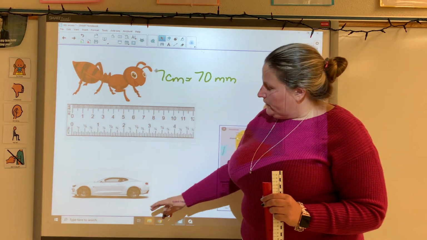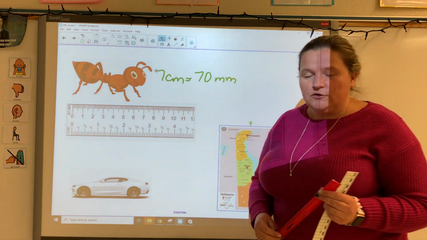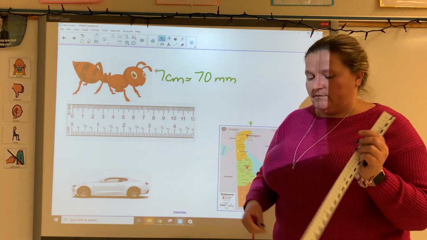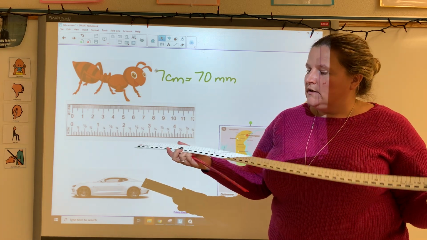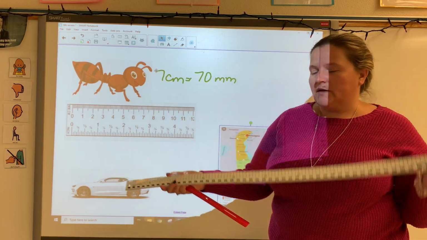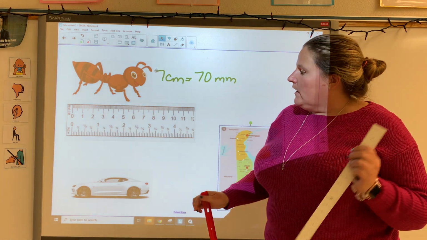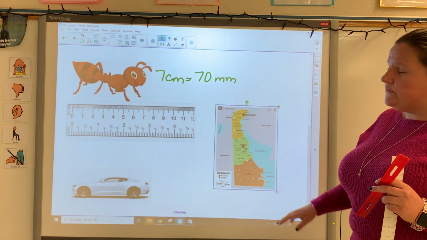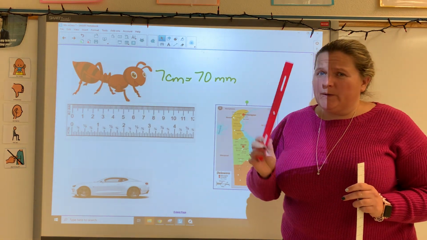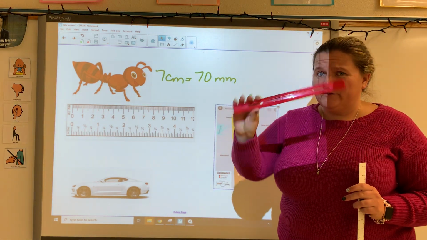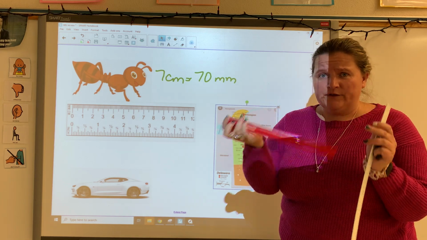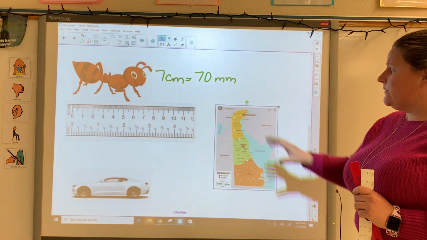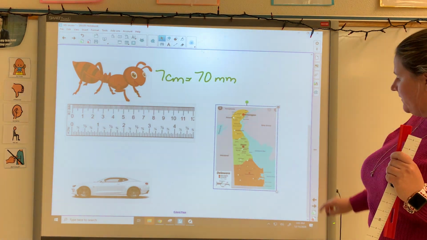And then when you get into a bigger object, such as this car, you might measure it in feet, okay? Or you might measure it in meters, something bigger. And then if you were to have something like the state of Delaware, we're not going to go measuring the state of Delaware with my little feet rulers, or even my little meter rulers. We're going to need something bigger, and we're going to use miles or kilometers.